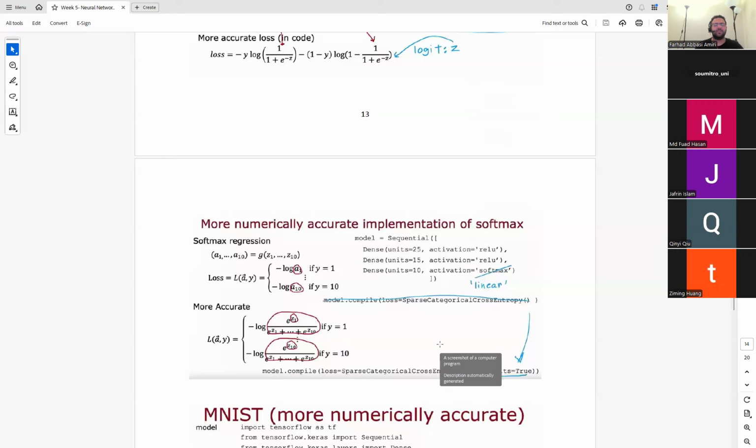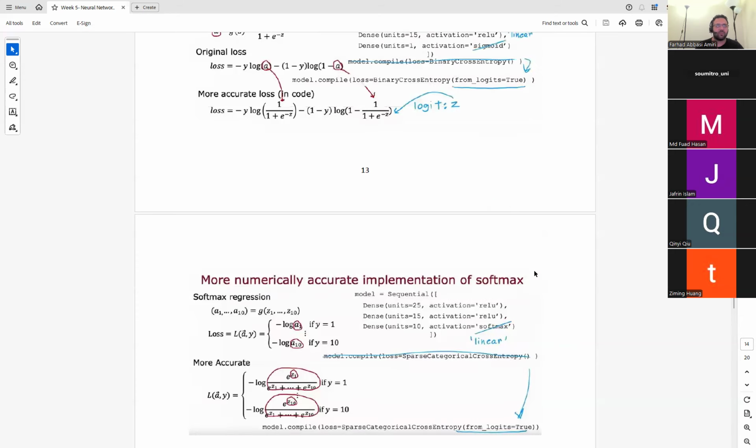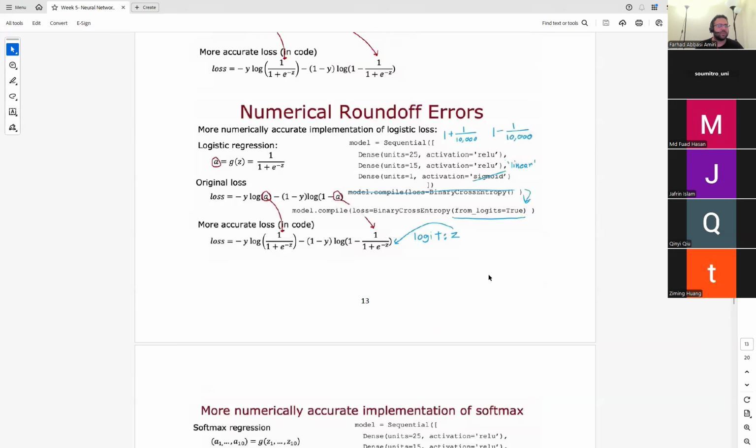And it reduced the round-off error by activating the logits, right? The Z, to be directly inside the loss function. In this way, by writing the code like this, you can optimize your multi-class classification or binary classification.